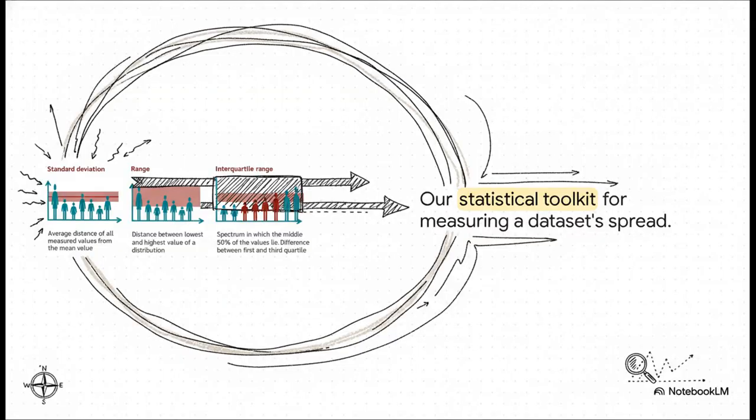So think of this as our toolkit for the job. We're going to open it up and look at the three main tools we use to measure spread: the range, the interquartile range, and the big one, standard deviation. Each one gives us a slightly different angle on the data.